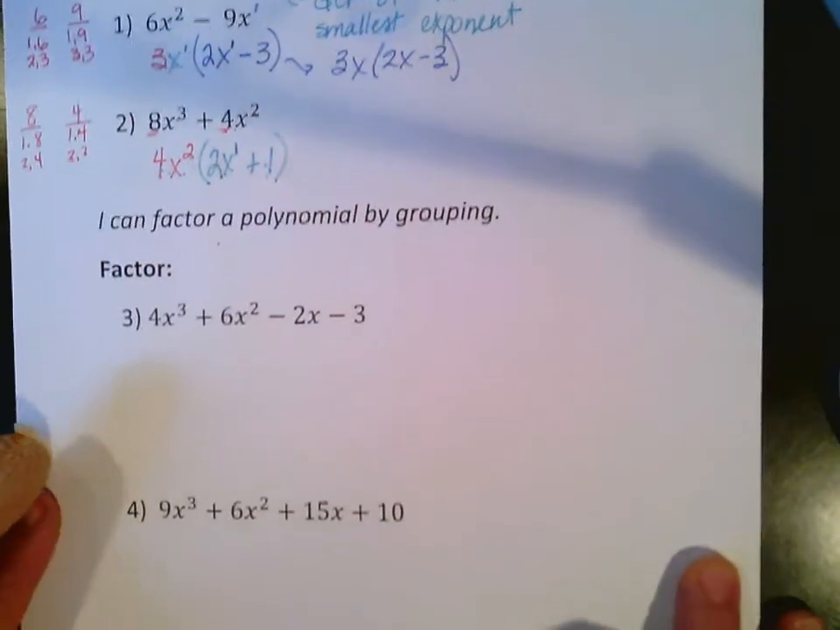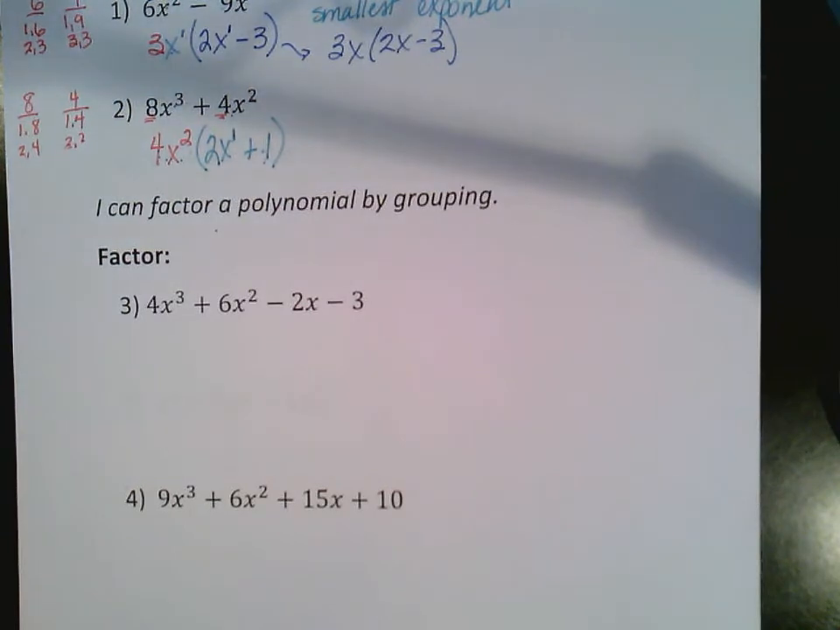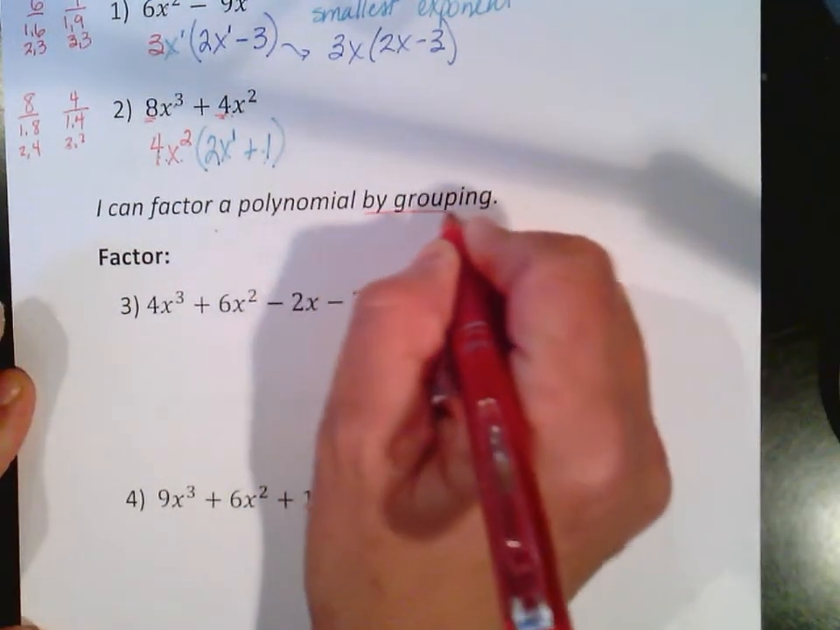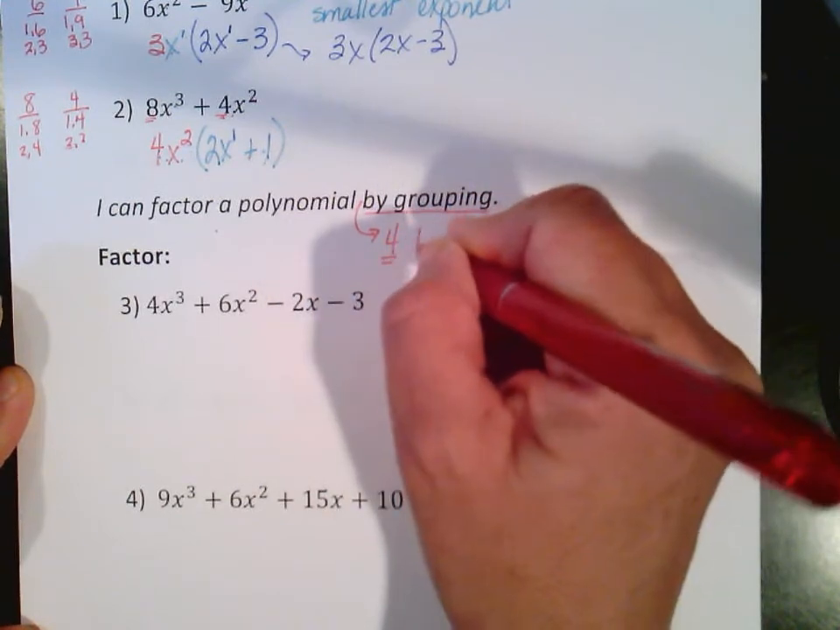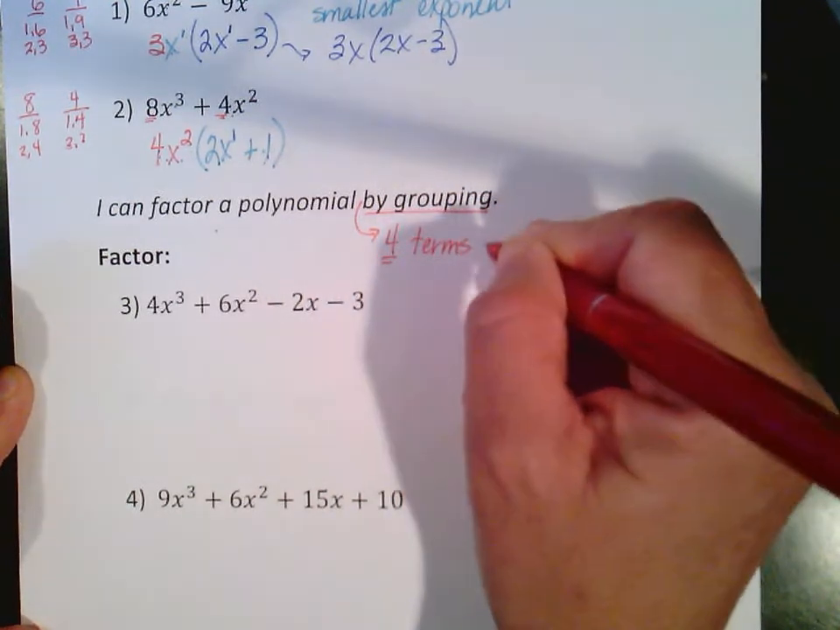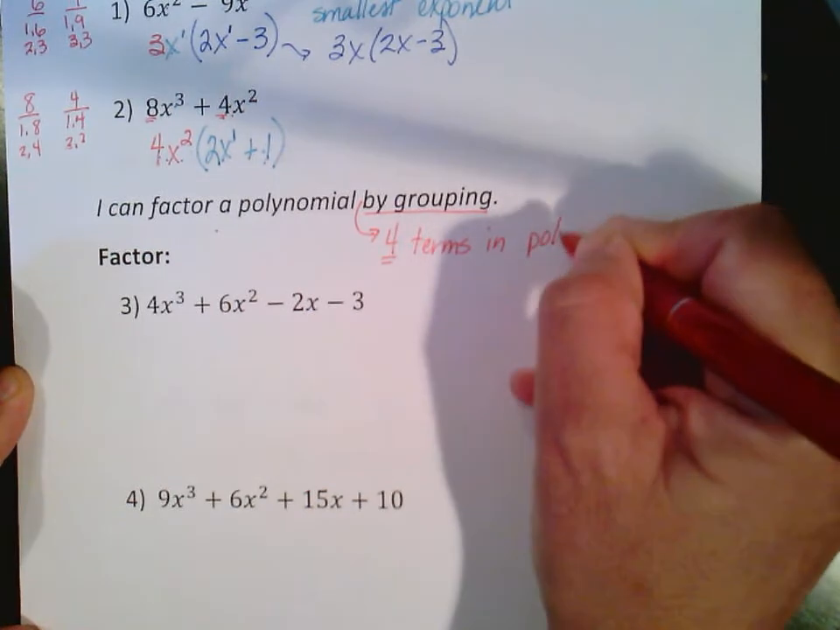The next kind of factoring that we learned is factoring by grouping. And you're going to use this when there are 4 terms in the polynomial.